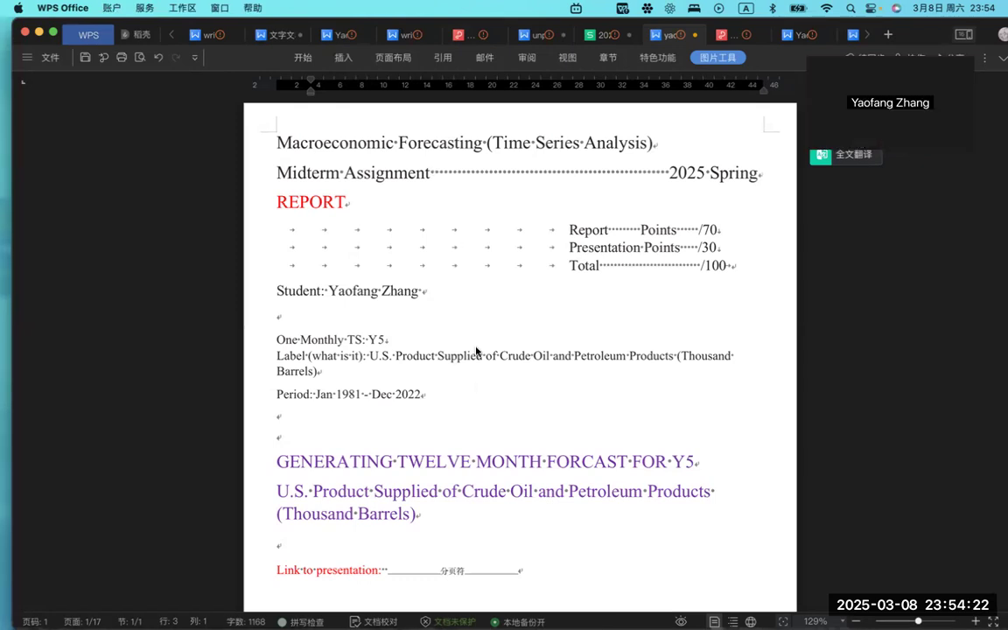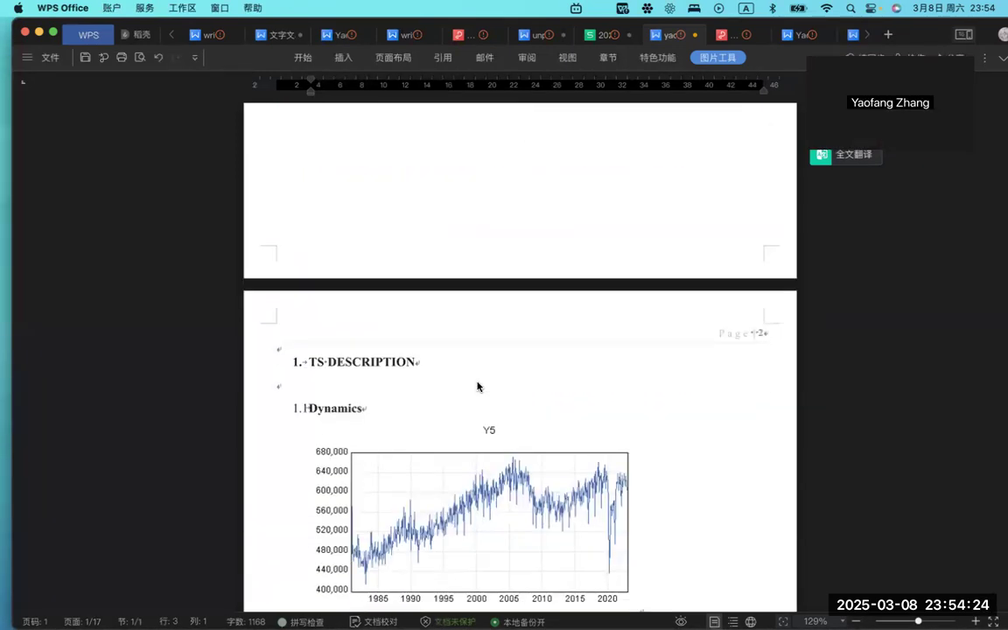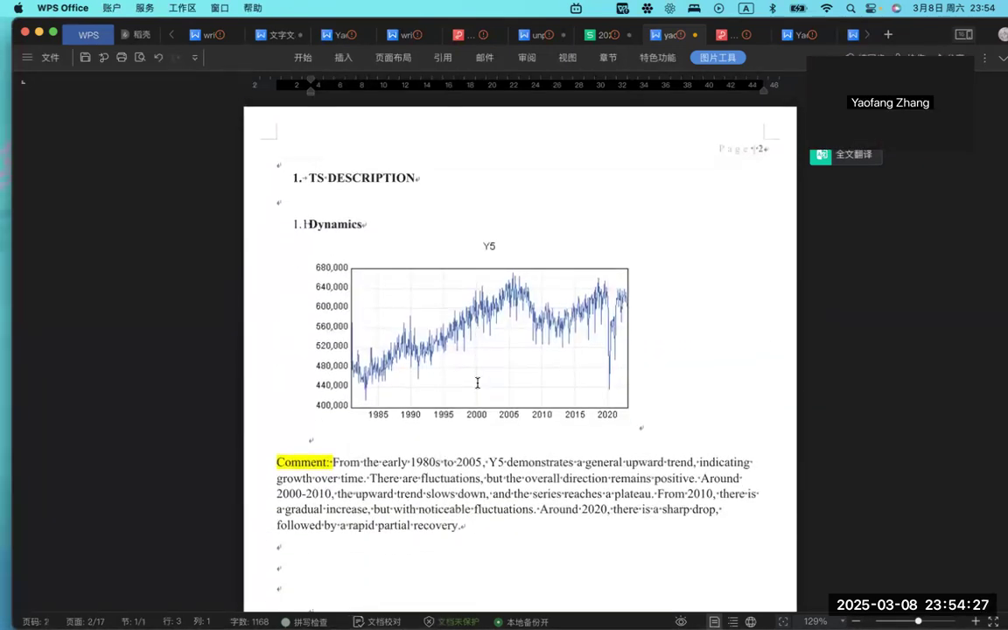This presentation is going to have two parts. The first part is time series description. From this graph, we can see a general upward trend from the early 1980s to 2005, indicating growth, a slowdown and plateau between 2005 and 2010. Most importantly, there is a sharp decline around 2020, likely due to external economic shocks such as the COVID-19 pandemic.